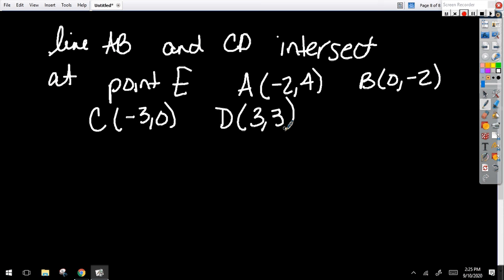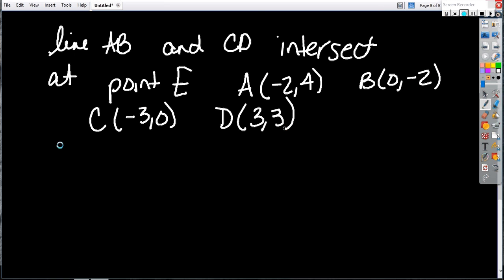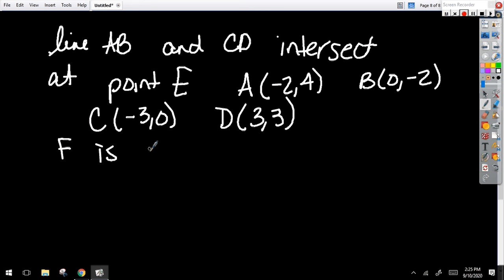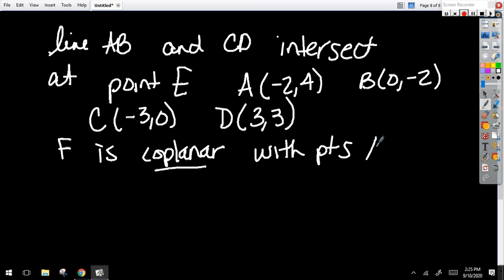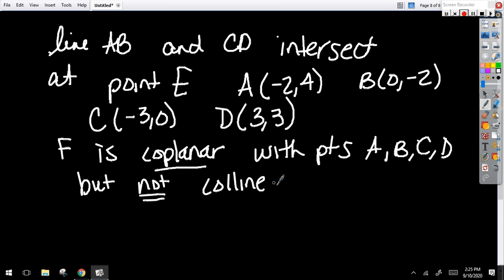Let's say that point F is coplanar. Now remember, coplanar means it's on the same plane, okay? F is coplanar with points A, B, C, and D, but it is not collinear, and that means same line, with line AB or line CD. Okay, so let's see if we can get this drawn out.